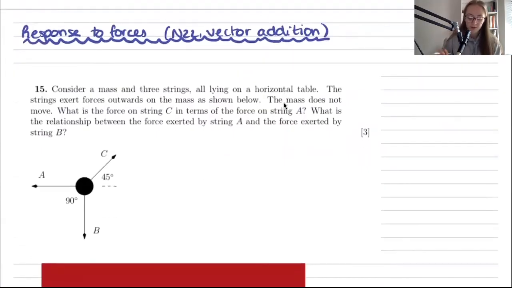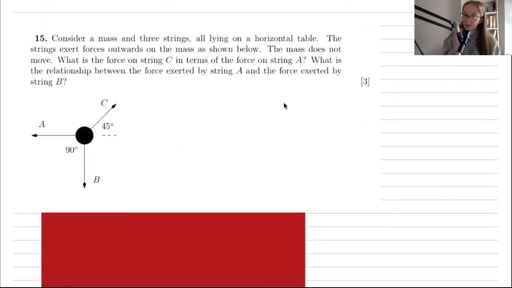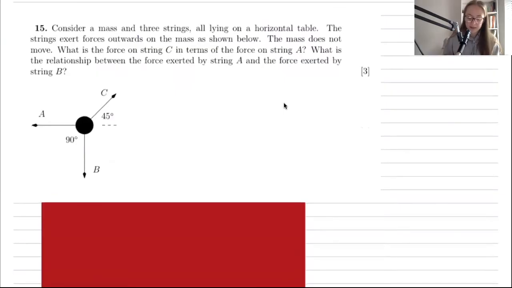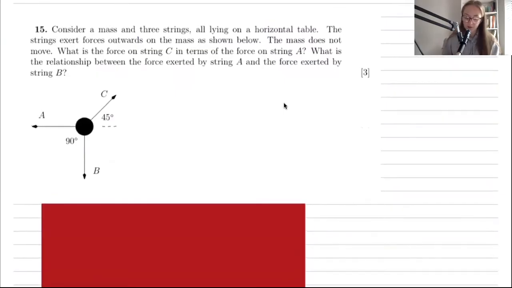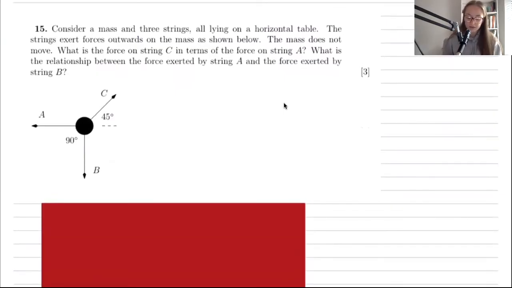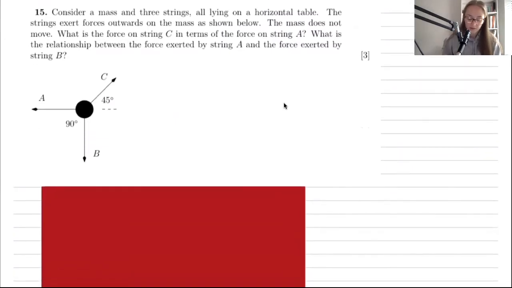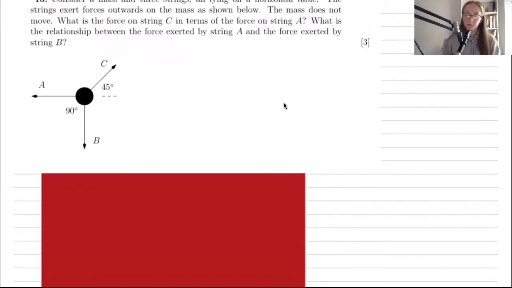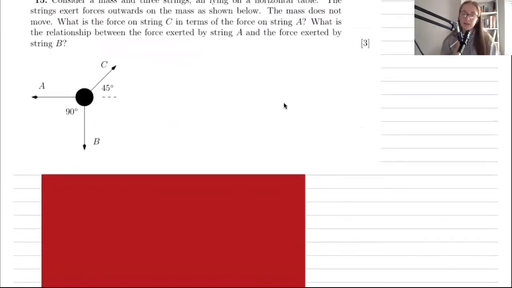Okay, so the next part on the syllabus is response to forces. And this includes Newton's second law and vector addition. So after that previous question, we have quite a simple one here. And we have a mass that's on 3 strings lying on a horizontal table. The strings exert forces outwards on the mass as shown below, but the mass does not move. And we want to find the relationship between the forces A, B, and C, essentially.